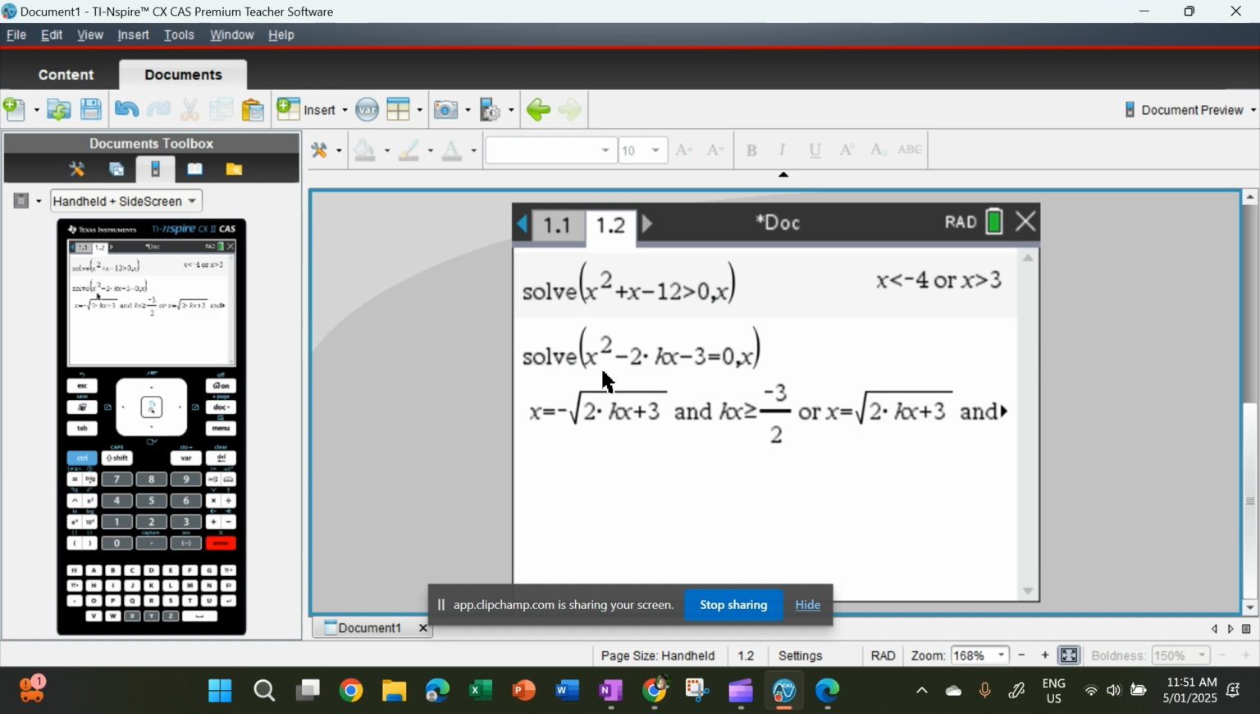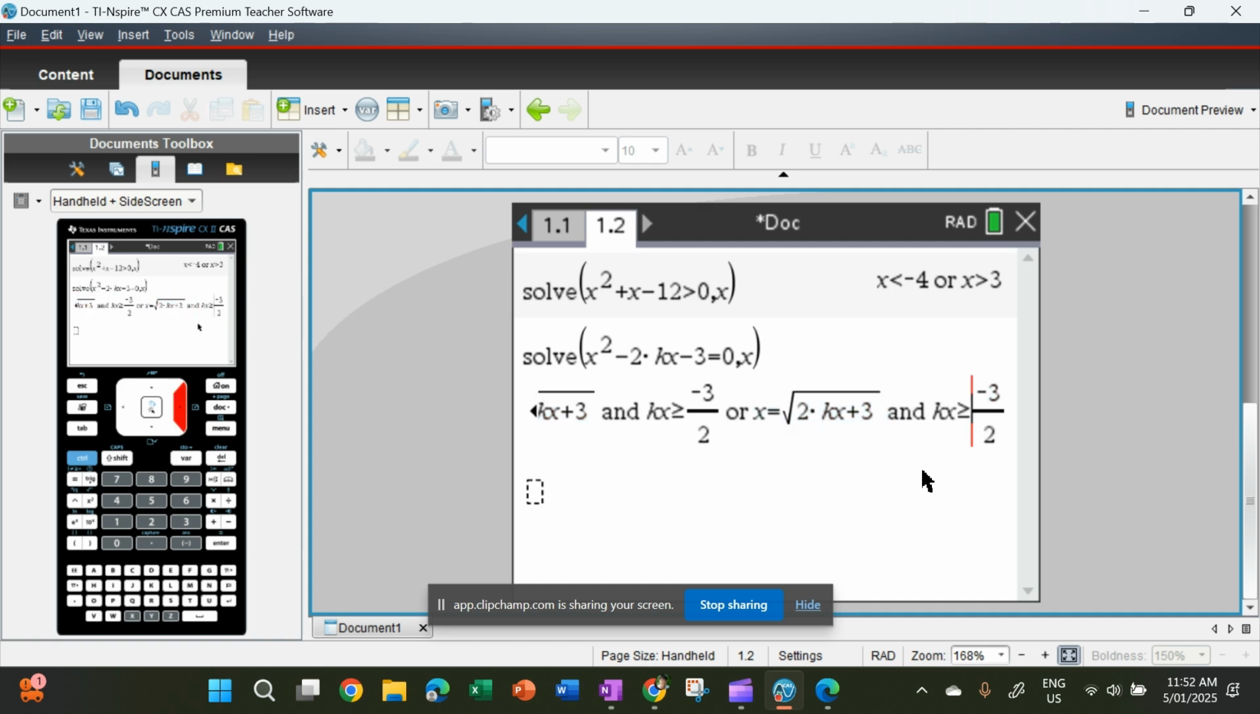If you had a question like that, you get two answers. The first answer will be x equals k minus the square root of k squared plus 3, and the other is k plus the square root of k squared plus 3. Sometimes they also give you the range, and sometimes they don't.